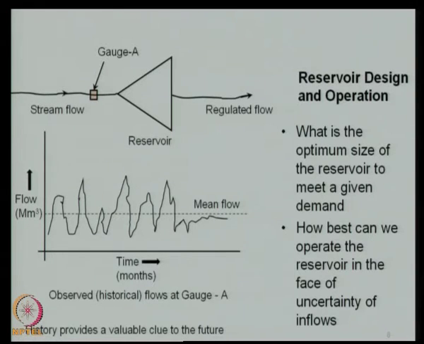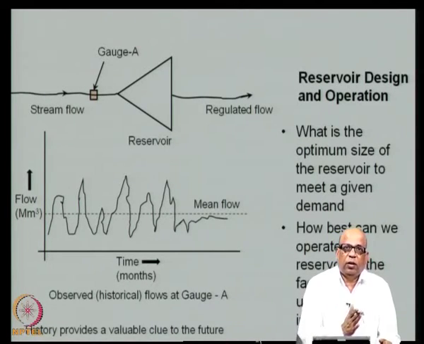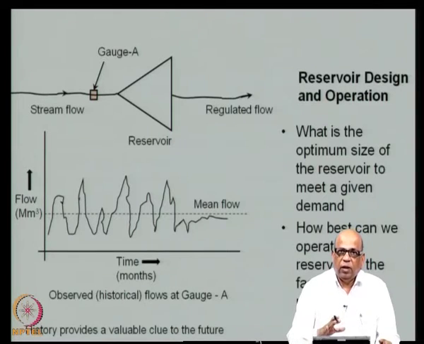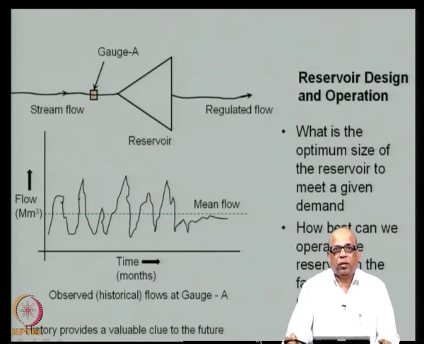You want to meet the demands, but you do not know how the flows are likely to be in the future. How do we operate this? Now, in all of these, we use the premise that the history provides a valuable clue to the future. So, we look at the historical data, do all the data analysis that we are capable of, and then derive the knowledge that is inherent in the data, and use that knowledge to make these decisions.